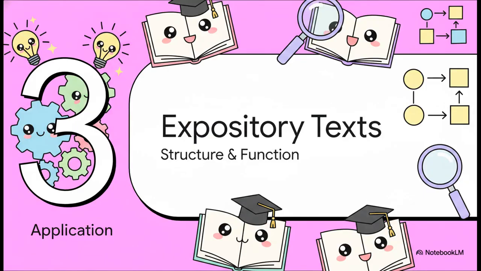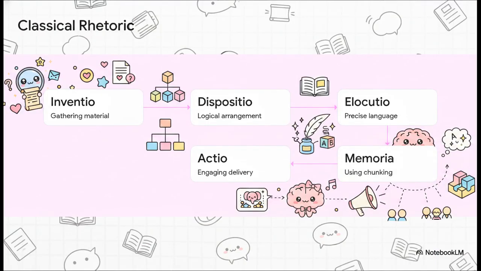All right, section 3, analyzing expository texts, structure and function. Let's transition from pure theory into some practical application. It's actually wild how deeply rooted our modern texts are in ancient history. Take expository texts. They're explicitly designed for objective explanation and absolute clarity, and they often mirror 5 classical rhetorical stages.